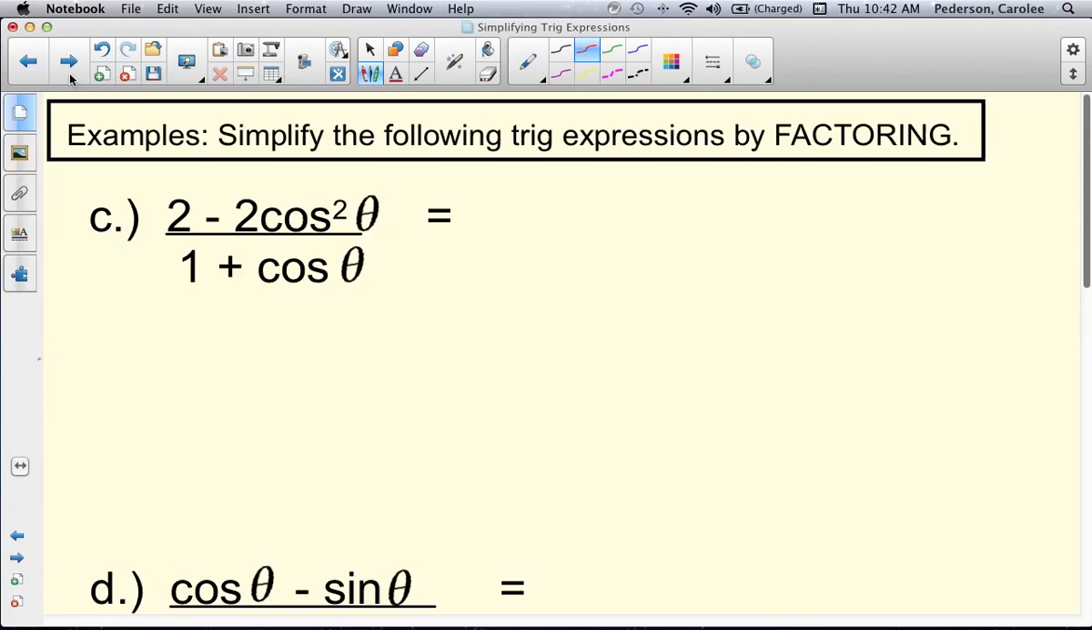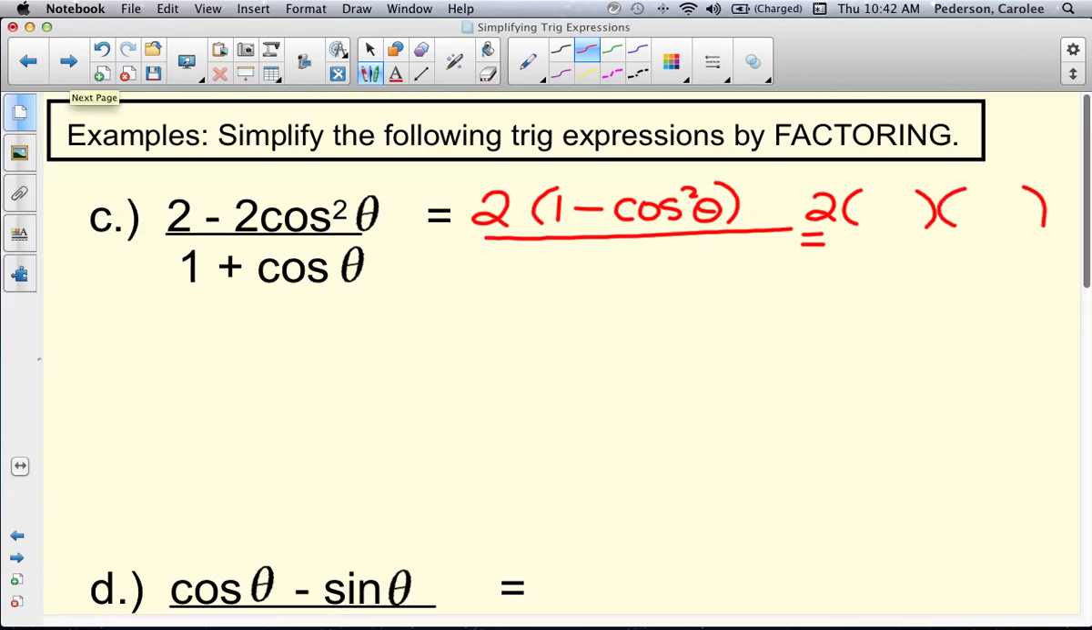Moving on to more simplifying and how factoring can reduce a rational expression. In the numerator, we have 2 minus 2 cosine squared of theta. If we factor that, we would take out the GCF of 2. So what we're left with is 1 minus cosine squared of theta. Then I can continue factoring this with the difference of two squares. I have 1 minus the cosine of theta, and then 1 plus the cosine of theta. Again, that's the difference of two squares method of factoring.